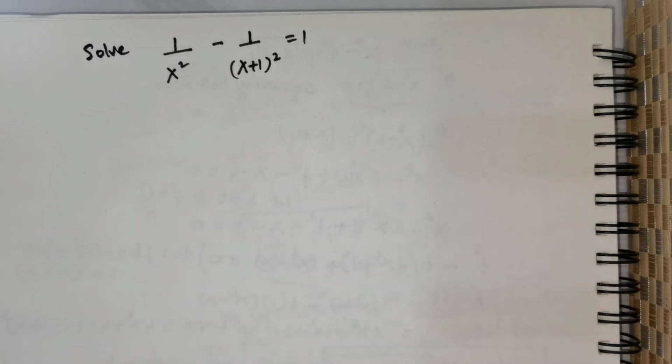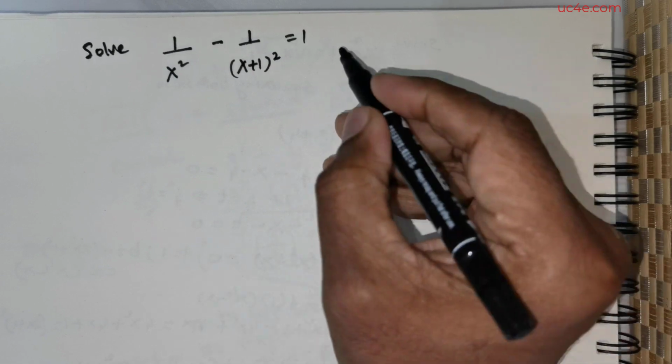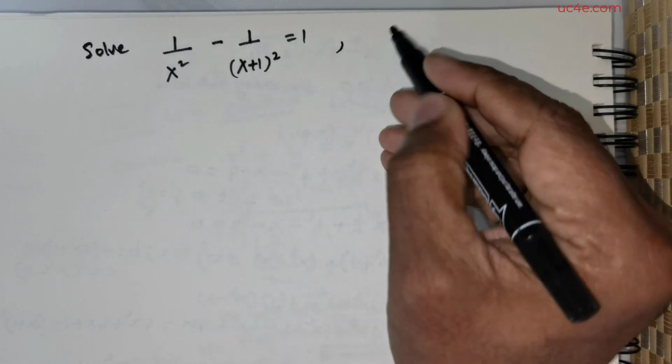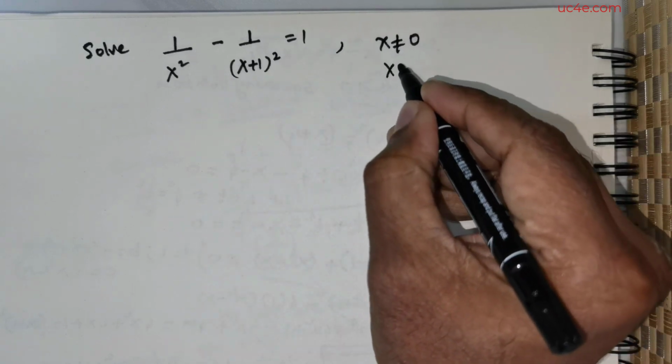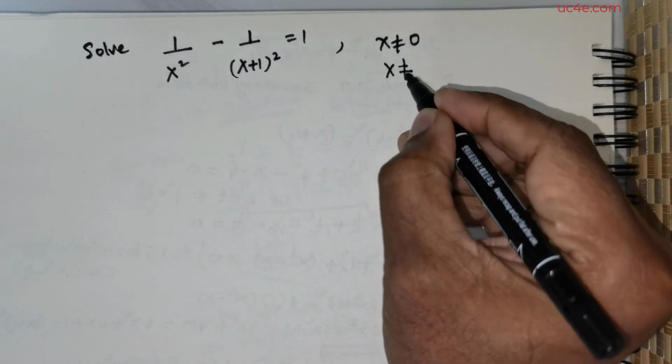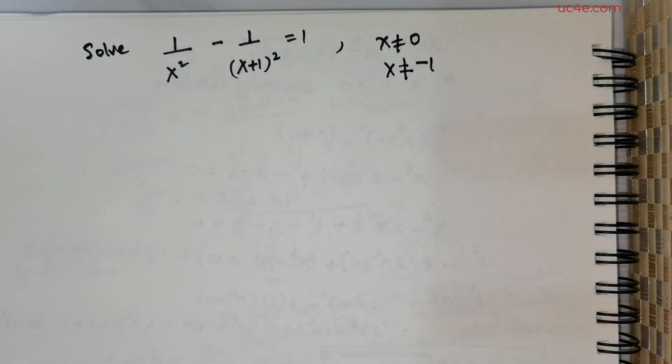Welcome everybody. We are expected to solve this equation: 1 over x squared minus 1 over (x+1) raised to the power of 2 is equal to 1. Now clearly, upon observation, we can see that x cannot be equal to 0 here, and x cannot be equal to negative 1, because the entire system gets into a state of undefined mode. So we need to avoid that.